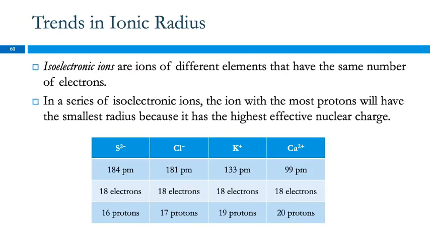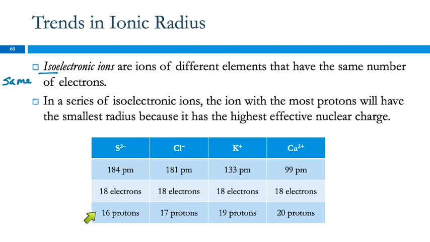Then we get to isoelectronic ions. The prefix iso means the same. So iso, same. So same electron ions. These are ions that have the same number of electrons. They're not the same ion because they have different numbers of protons. But here's a table showing a series of isoelectronic ions.